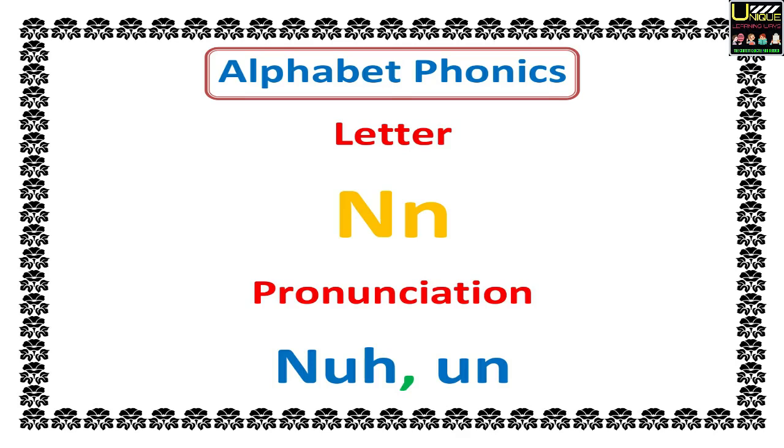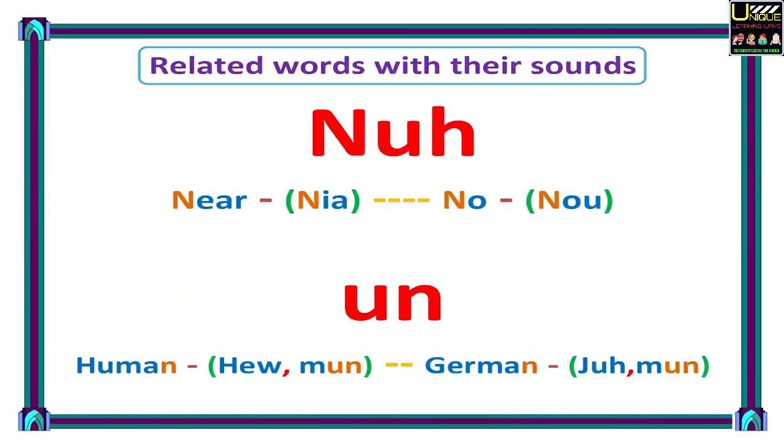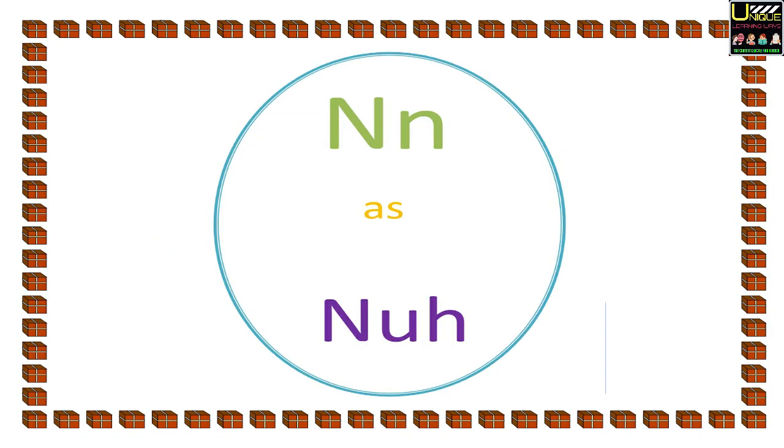Alphabet phonics. Letter N. Pronunciation: N and Un. Related words with their sounds. First we talk about N as N. Near, no. Now we talk about N as Un. Human, German.